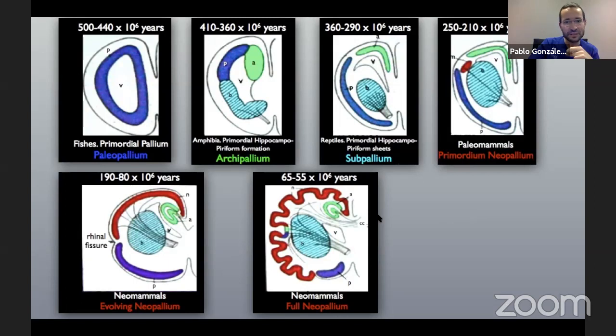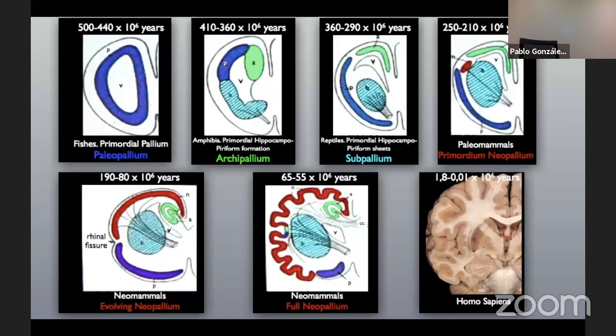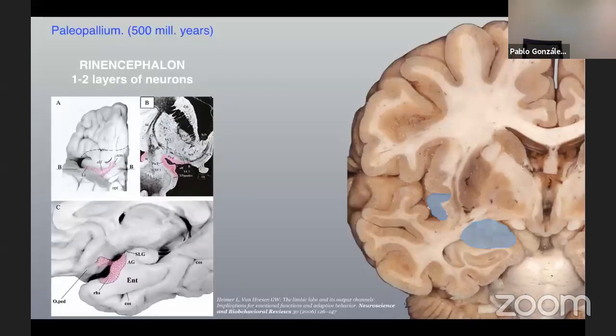So let's try to translate all these changes. Give me 1 second, sorry. Sorry for that. So let me try to translate all these changes to this coronal cut we had before, so we can study how these areas have been growing and developing in our brain.